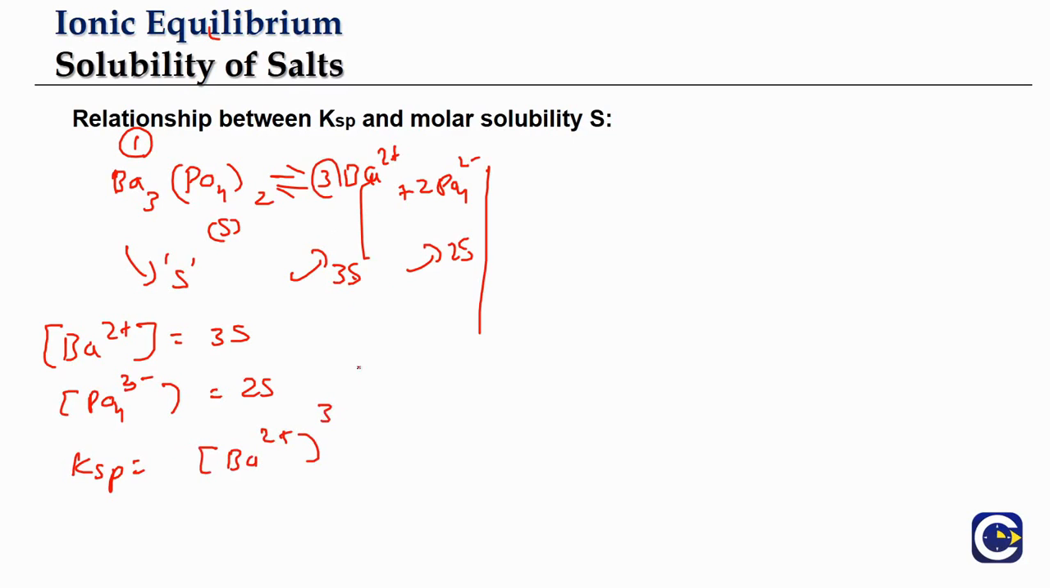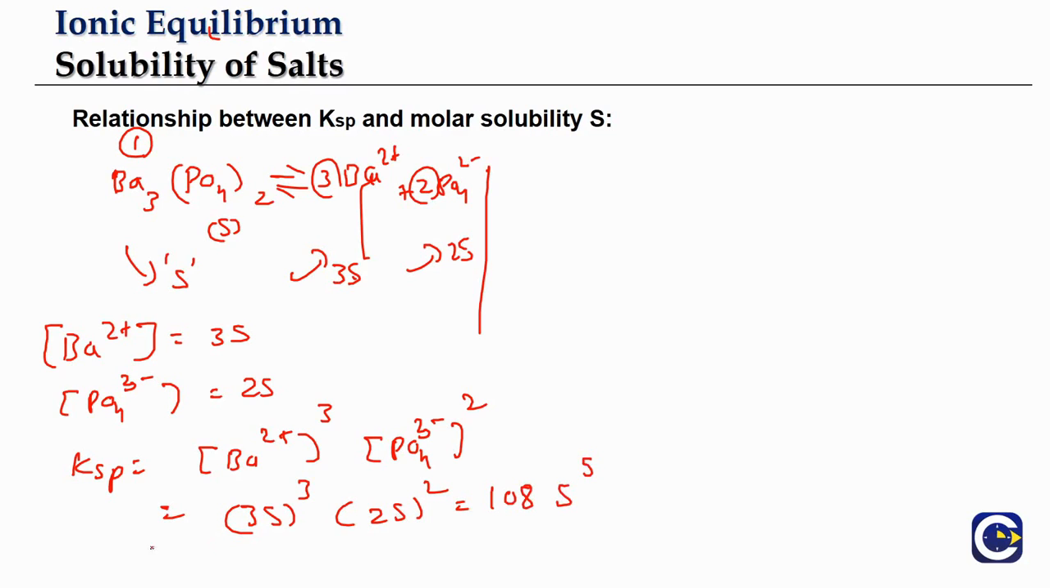Why? Because the factor here is 3, so phosphate ion concentration is to the power 2. Why power 2? Because the factor here is 2. So the barium 2+ ion concentration is 3s, the whole cube, into the phosphate ion concentration, 2s, the whole square. Totally, 3 cube is 27, into 2 square which is 4. 27 fours are 108. So 108 s cube into s square is s power 5. So this is the formula for the Ksp and s relation.